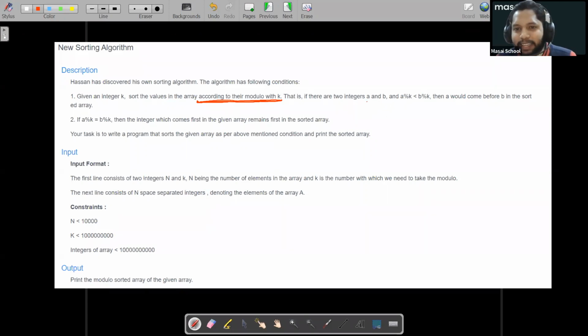There are two integers a and b. So a modulo k and b modulo k. If a modulo k is less than b modulo k, then a would come before b. Okay, so this is the question. Got it? Have you read the question? Still want some time? Done, guys? Okay, take 1 minute.